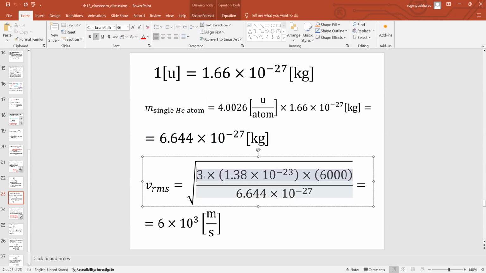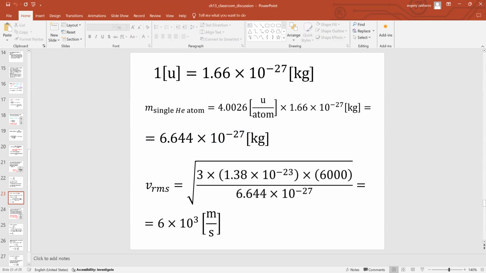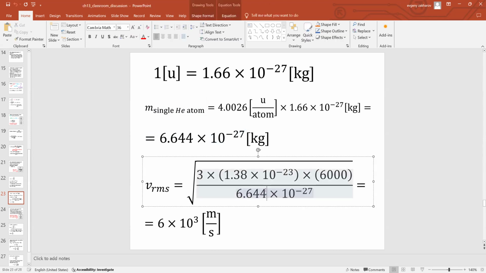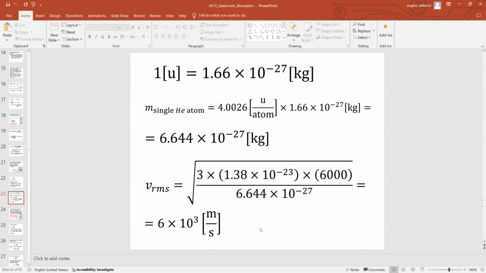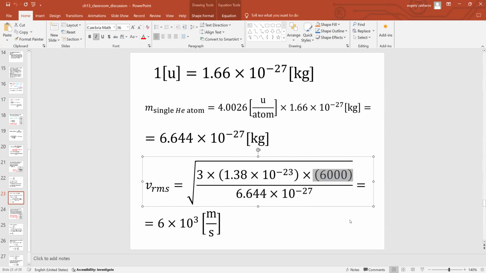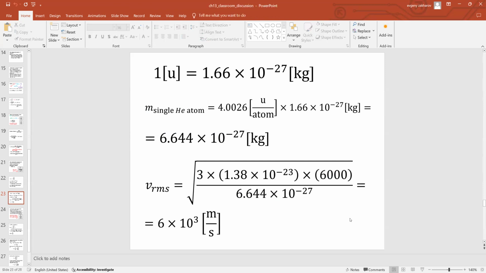And now it's the square root of 3 times the Boltzmann's constant times the temperature in Kelvin divided by the mass of one atom. That's what we just got here. And boom, it's actually 6,000 meters per second, which is like 13,000 miles per hour. Those atoms and molecules move pretty fast because the temperature is what? 6,000 degrees. Temperature tells you how fast everything moves, and we have some crazy motion at 6,000 degrees Kelvin.